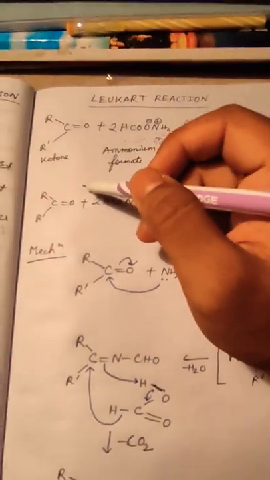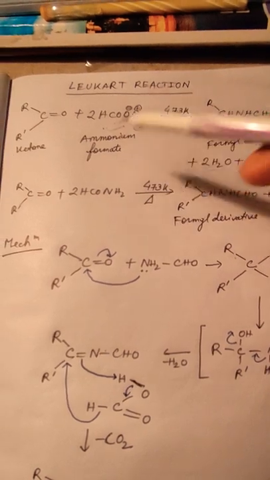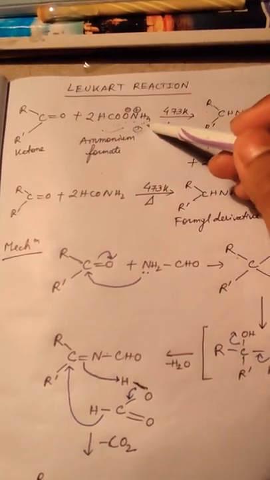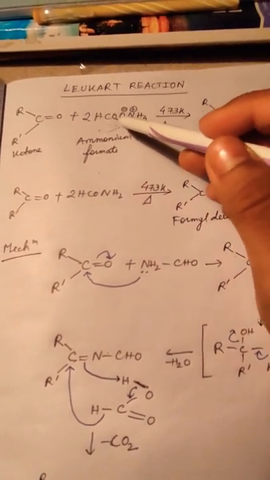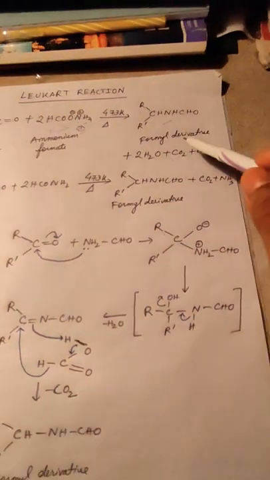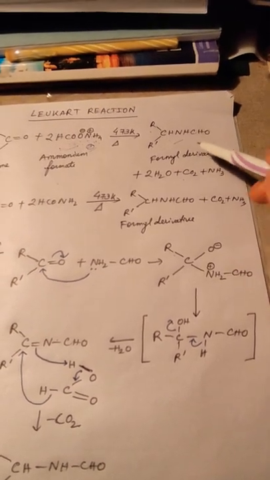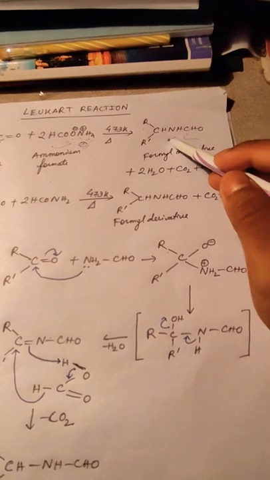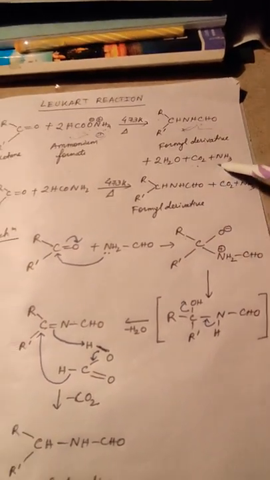In this Leuckart reaction, when any ketone is reacted or heated with ammonium formate, this is the NH4 ammonium group and this is HCOO-, the formate group, when it is heated at 473 Kelvin, the product comes out to be the formyl derivative of amine, the primary amine. The byproducts are H2O, CO2, NH3.